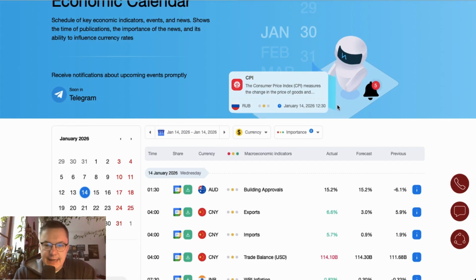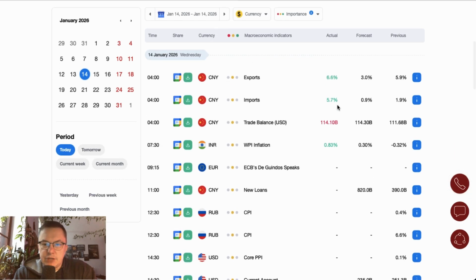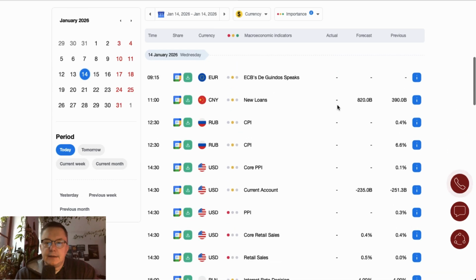So, how was the Asian session? Building approvals in Australia up from minus 6.1 to 15.2, in line with the forecast. Data from China: exports up from 5.9 to 6.6, beats the forecast of 3%. Imports up from 1.9 to 5.7, beats the forecast of 0.9. Trade balance shrinks below the expectations, but better than the last time.